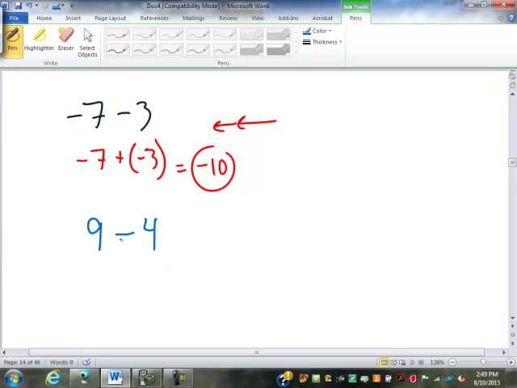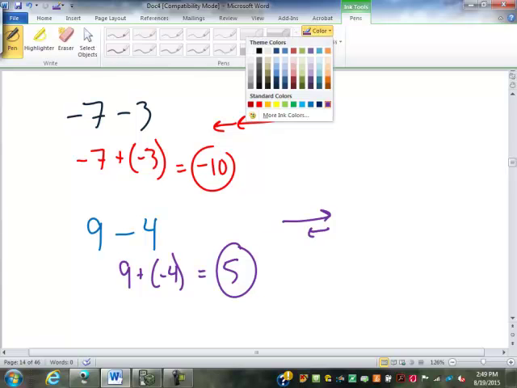Nine minus 4 becomes 9 plus a negative 4. Positive 9, negative 4, it's going to be positive 5, or just 5. We don't have to put the positive in front of it.